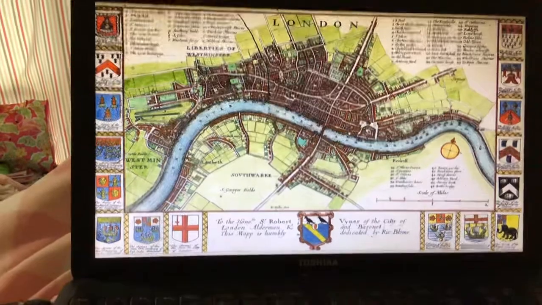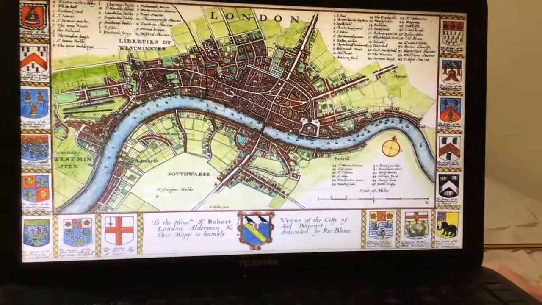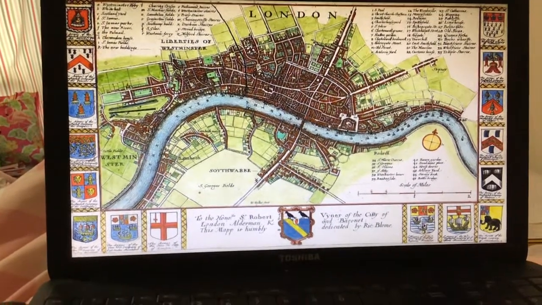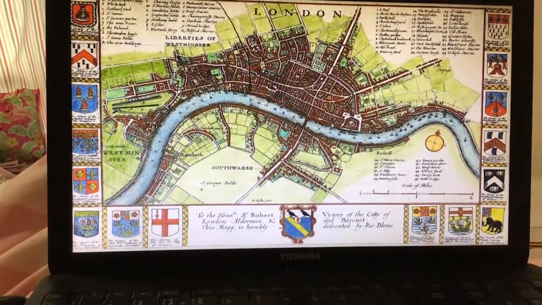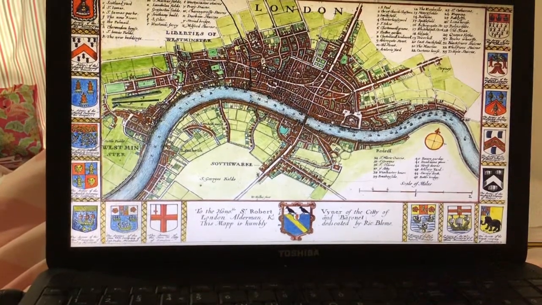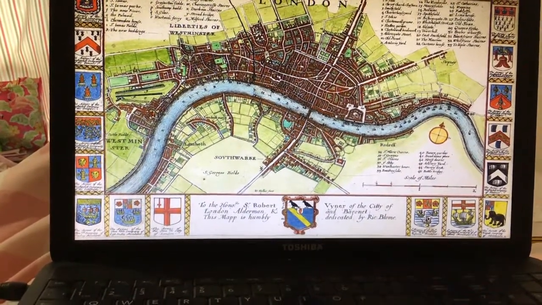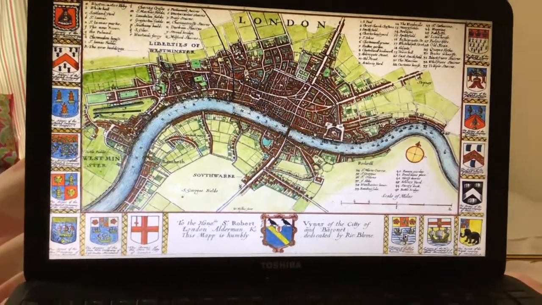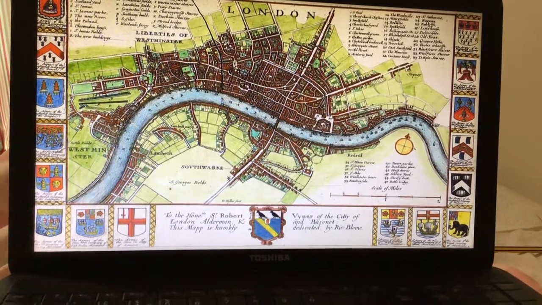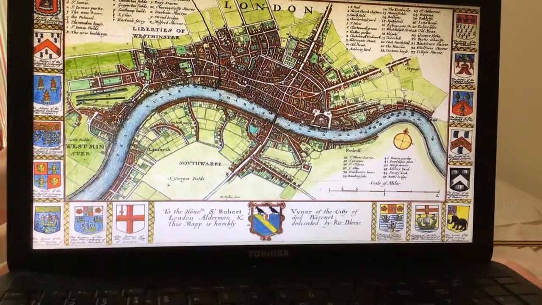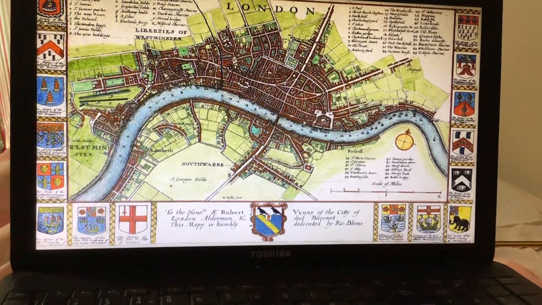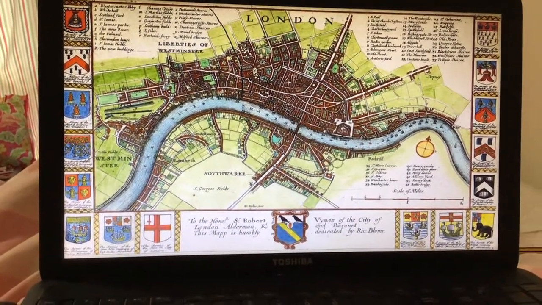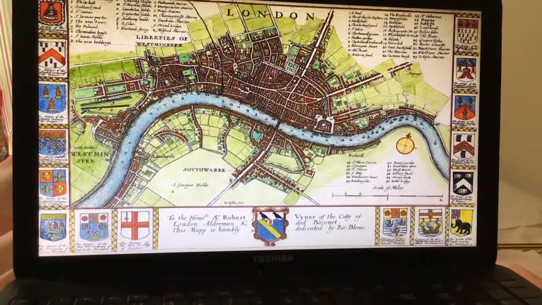Now you may have noticed there's some rather lovely pictures around the side, and what I found out about these is that they are actually coats of arms. A coat of arms is a picture that represents either a family or a business or a king or a royal family. So they can represent lots of different things. And I found out that these actually represent companies that were in London in 1666. So business companies, and those are the pictures of their crests on their coats of arms.